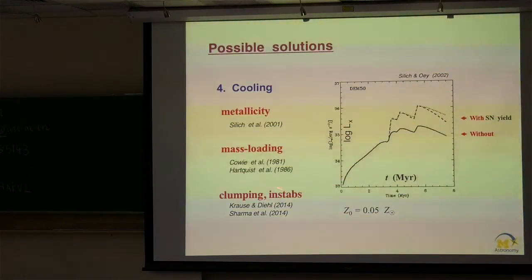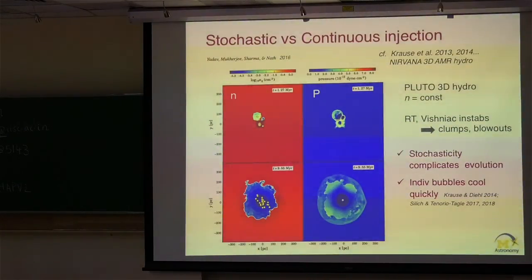And then we've also talked about clumping and instabilities once again. Krause et al. and Sharma et al. have done some beautiful simulations that show that what ends up happening is that these clumps and instabilities end up cooling down the individual bubbles and supernova remnants before they are able to combine into a uniform wind. I'm showing here some images from Yadav et al. where we can see this visually. This is the density distribution on the left and the pressure distribution on the right. You can see these discrete sources, but the individual bubbles end up cooling so quickly that they can't really launch into a unified superwind.